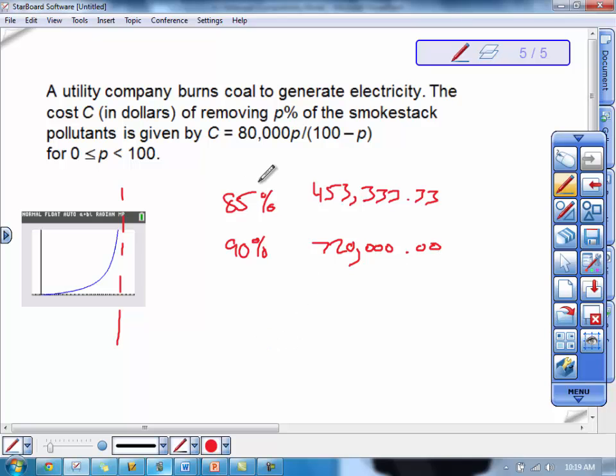So all I did was plug in 85 for P and 90 for P and get these two different y values. And now to find the cost, you just take the difference, which ends up giving you 266,666.67, I believe, 6 repeating, obviously. So take the bigger one minus the smaller one. That's how much more it would cost to increase my percentage of pollutants that are removed.